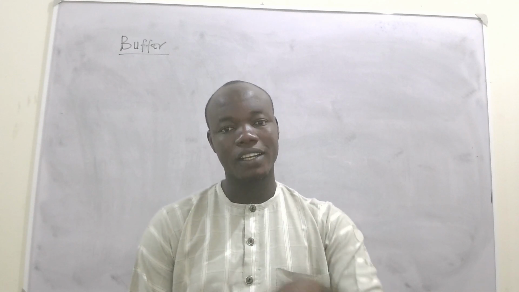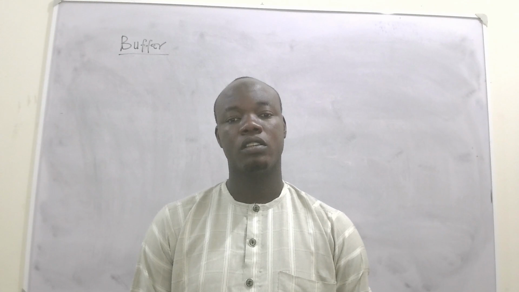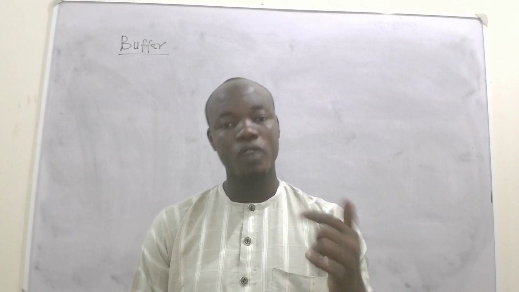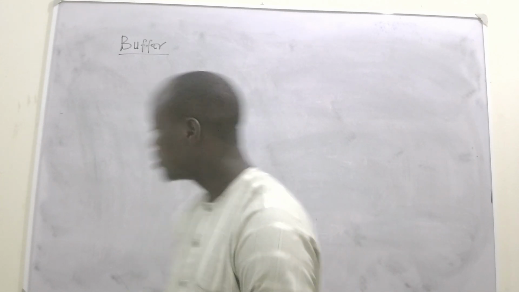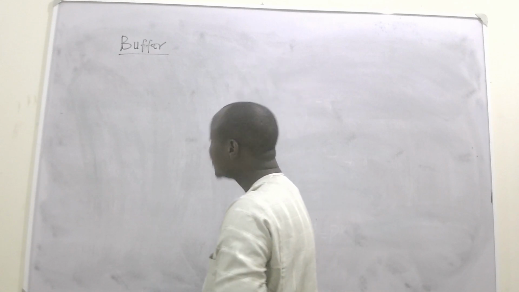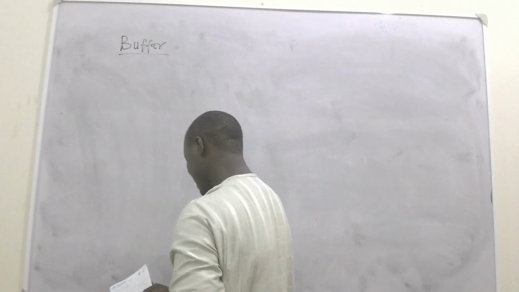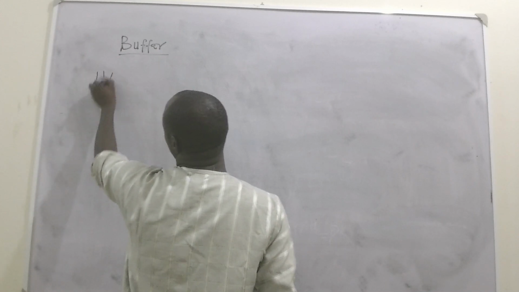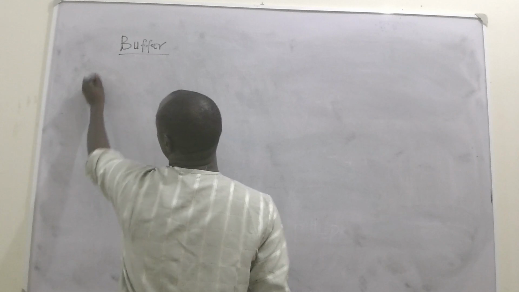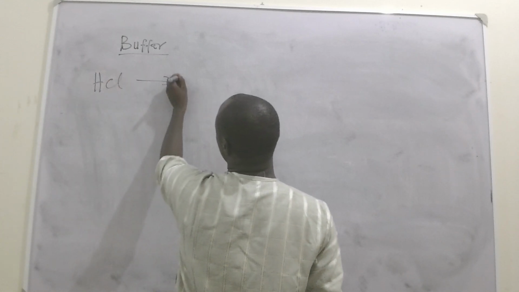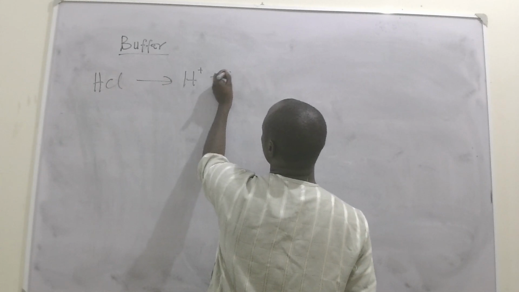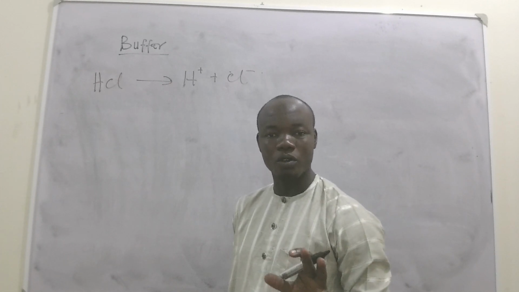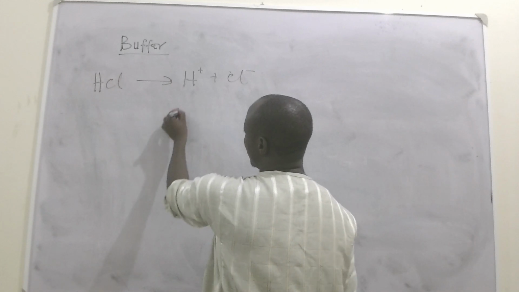Well, let's say you have a solution, and inside that solution it is neutral. Maybe you have a pH of 7, and you now add an acid. So when you add an acid, what will happen? Let's say the acid is HCl. Of course, it will dissociate into a hydrogen ion plus a chloride ion. And let's say your solvent is water.